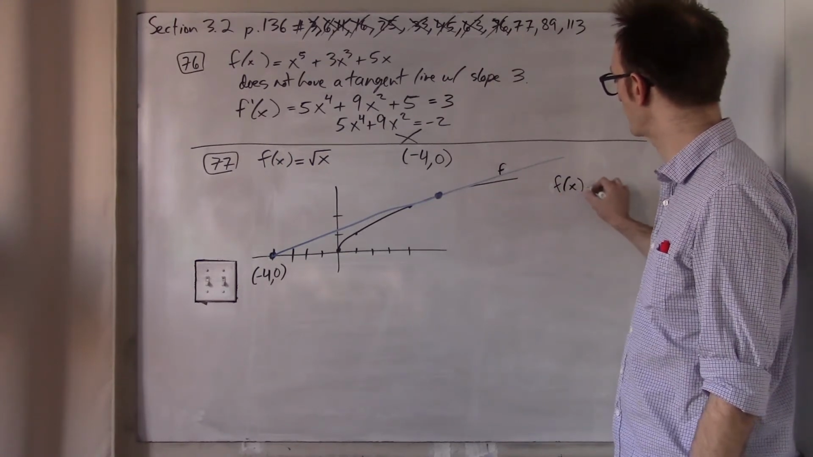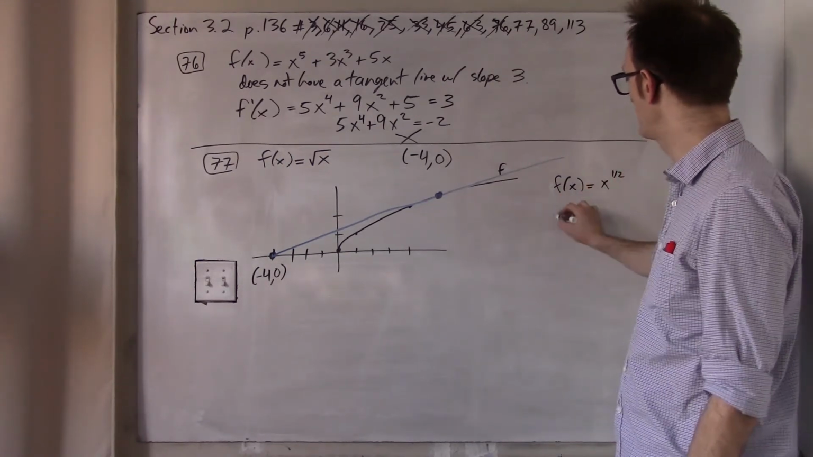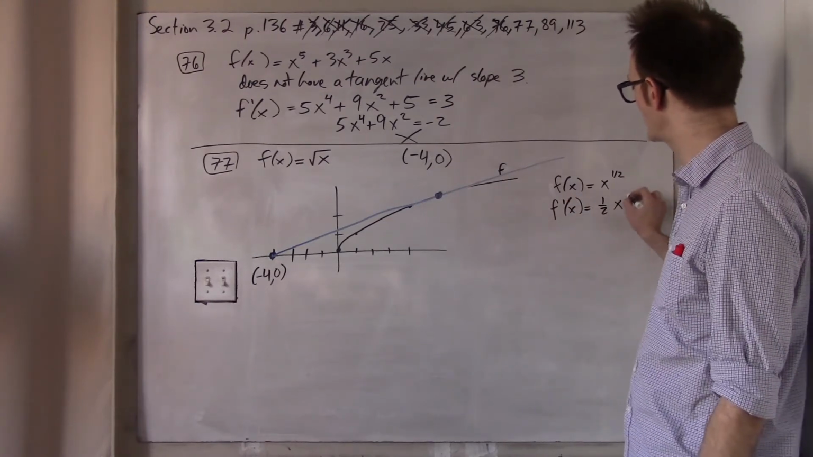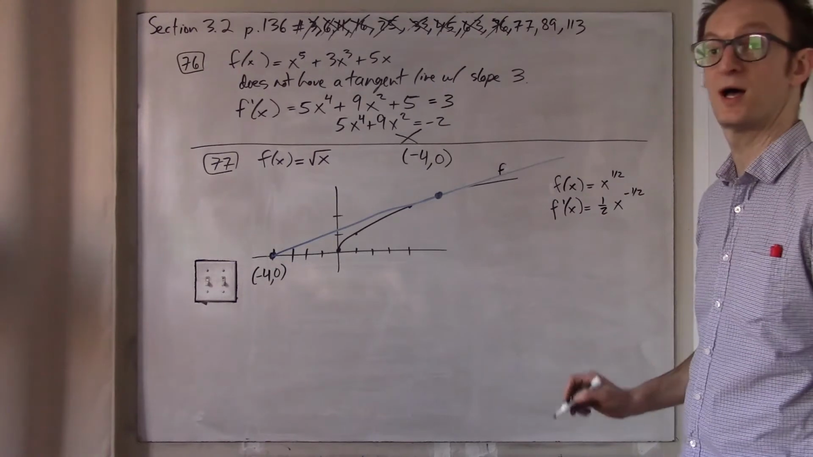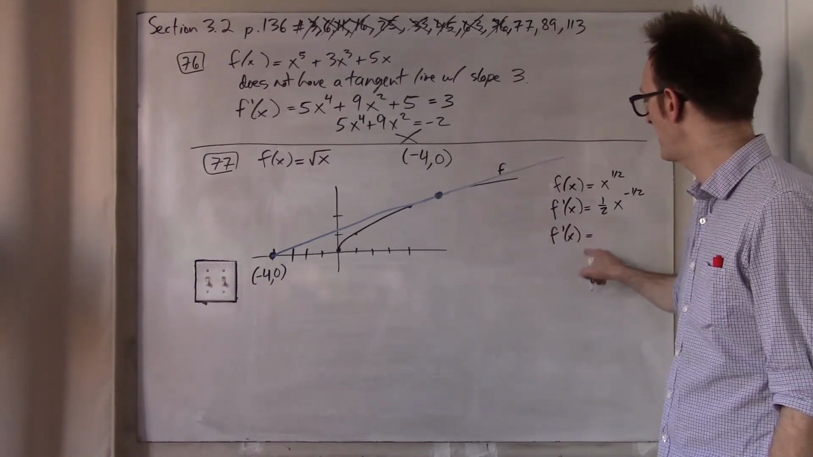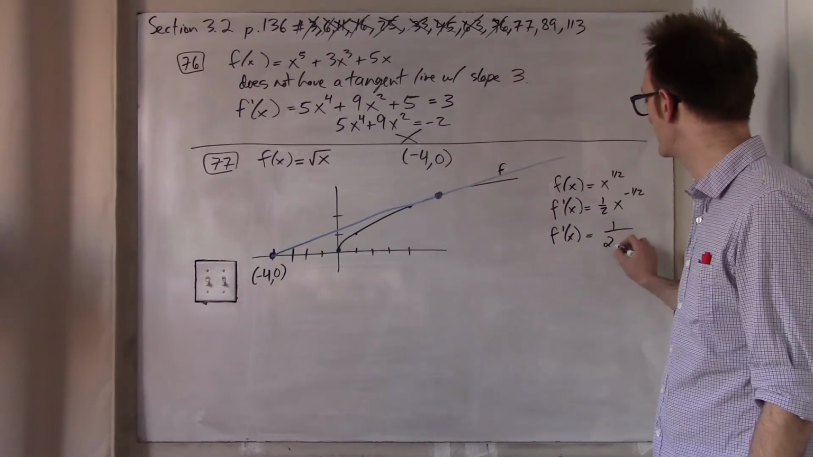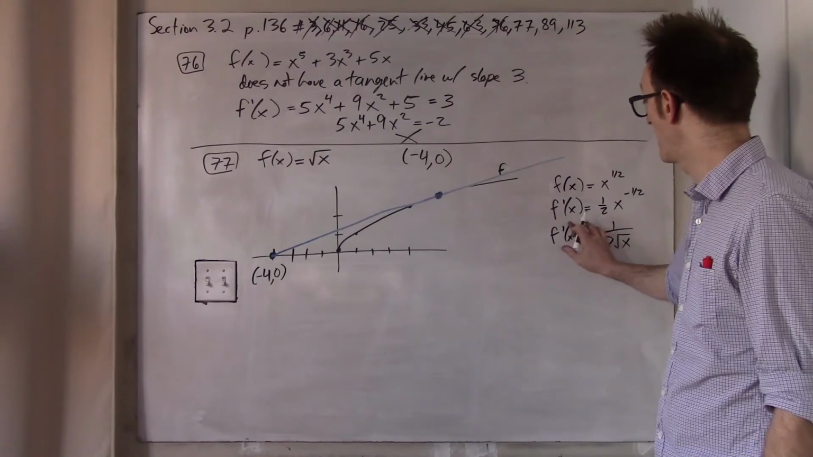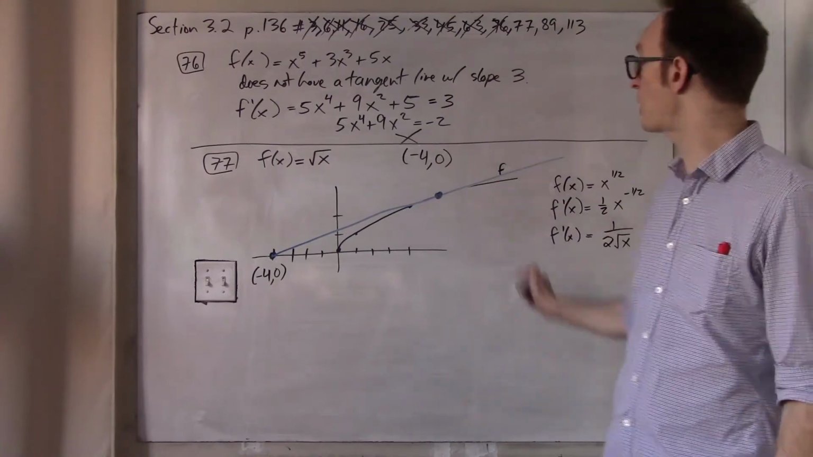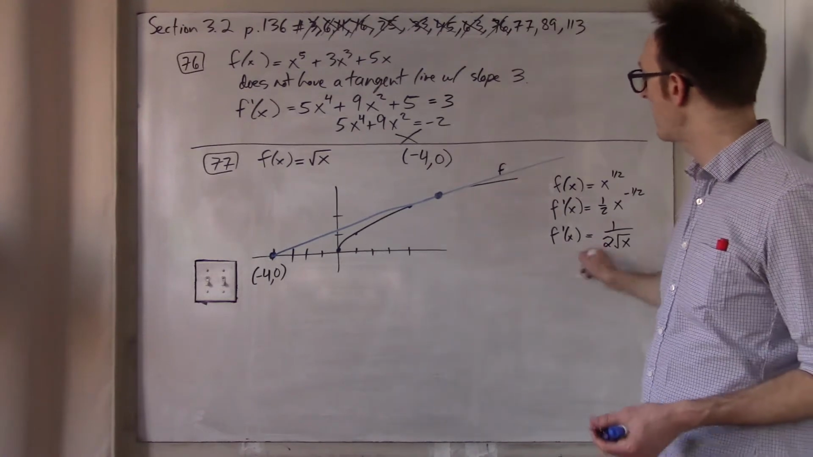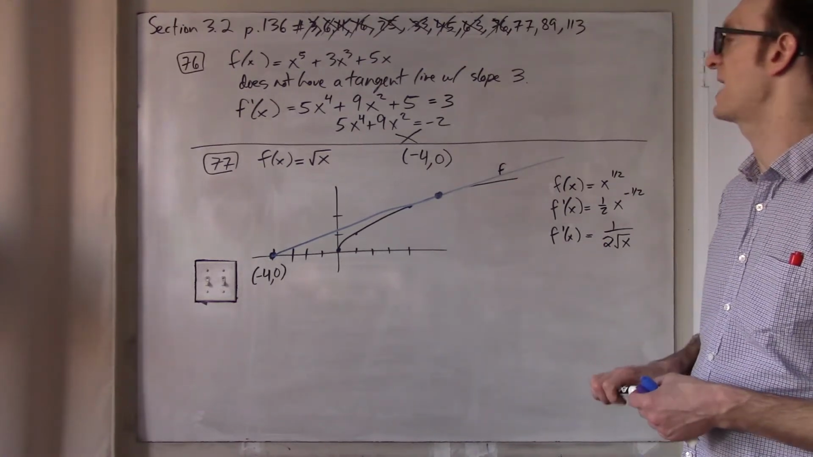The function is root x, so that's x to the 1/2. So what is the derivative of x to the 1/2? It's 1/2 x to the -1/2. We just did this a minute ago. So yes, I have a rule which tells me for any given input what the derivative will be. But this rule is useless because I don't know what number to plug into this function, because I don't know where this line is tangent.